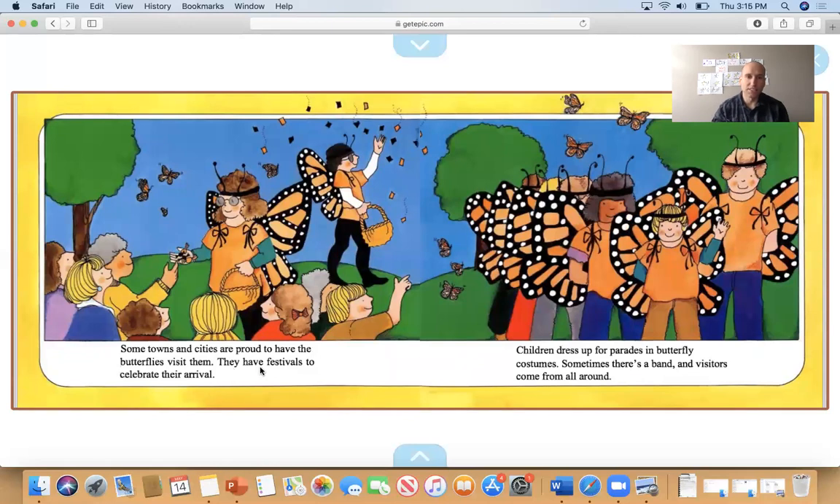Some towns and cities are proud to have the butterflies visit them. They have festivals to celebrate their arrival. Children dress up for parades in butterfly costumes. Sometimes a band of visitors comes from all around.